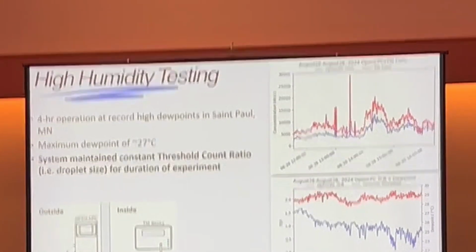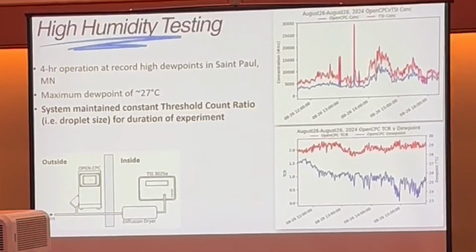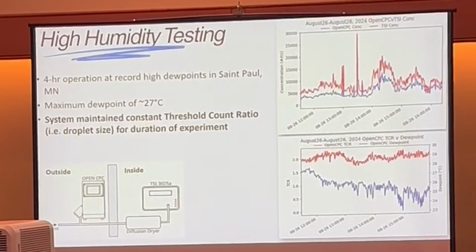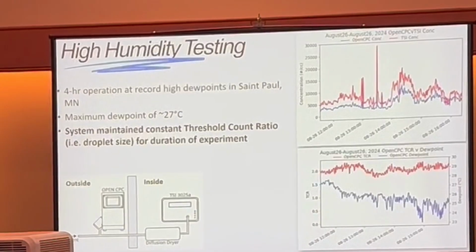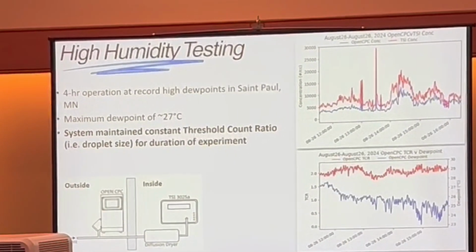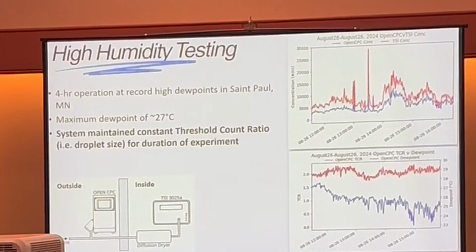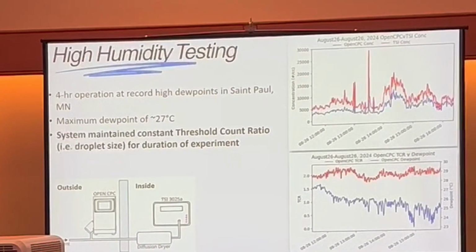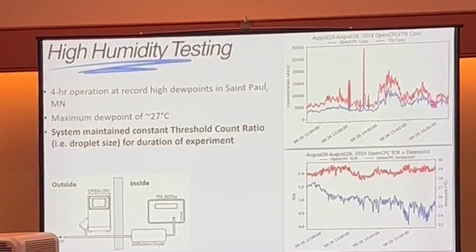We had a very fortunate or unfortunate day, depending on how you look at it, a record high dew point in Minnesota on August 26th. It was very humid. We scrambled because we heard about it on the news, and we said, all right, let's get our CPC outside with this 6.5 degree offset operation. We ran it for 4 hours with a 3025A inside as a reference on a diffusion dryer. The diffusion dryer is there to make sure that the butanol in the 3025A doesn't have the same issue with water vapor condensation.